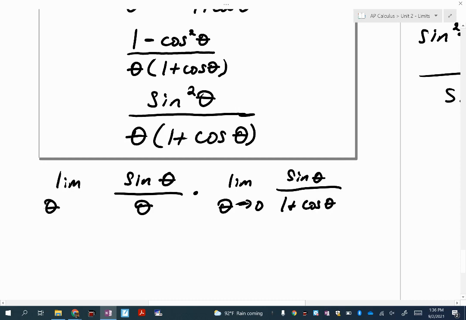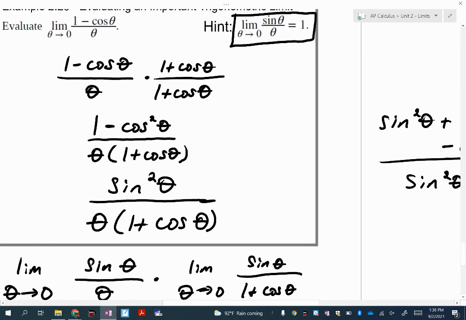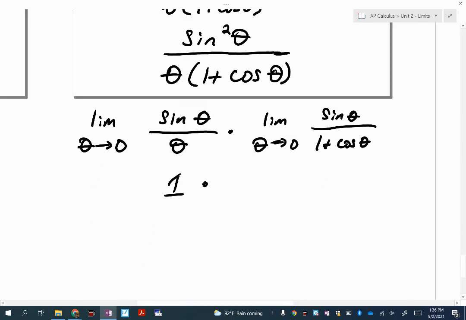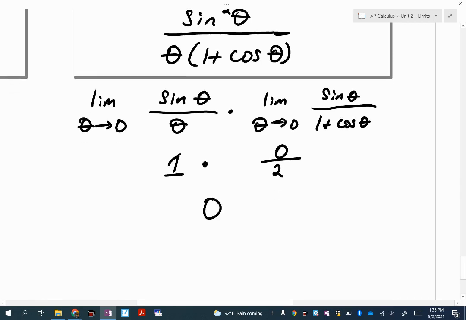All right, and the hint is really where my brain knew to do this. If you look at the hint, it says the limit as theta approaches 0 of sine theta over theta is 1. So I know this is going to become 1. And then if I plug in 0 for the one on the right, sine of 0 is 0 over 1 plus cosine of 0. Cosine of 0 is 1. So 1 plus 1 is 2, and we know 1 times anything that's 0 is going to be 0. Okay, so that's what this one became.